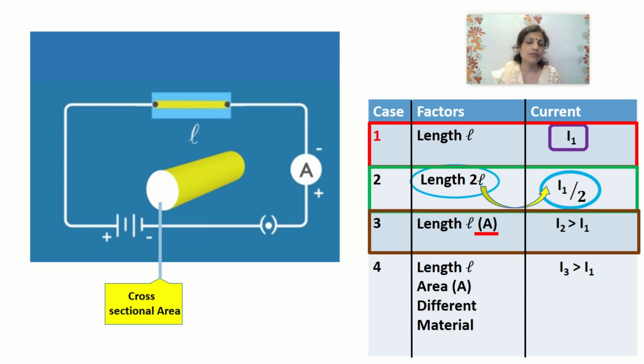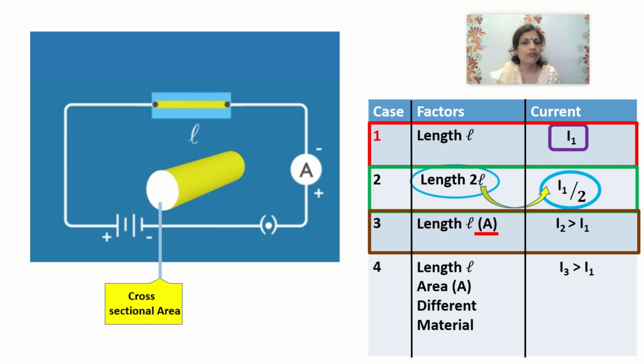Now if you check the ammeter reading, the current flowing through the circuit, you will realize that the current is greater than the previous value. Meaning, the length of the wire is the same, but if you increase the cross-sectional area of the wire, the current flowing through the ammeter is more. It has a higher value.